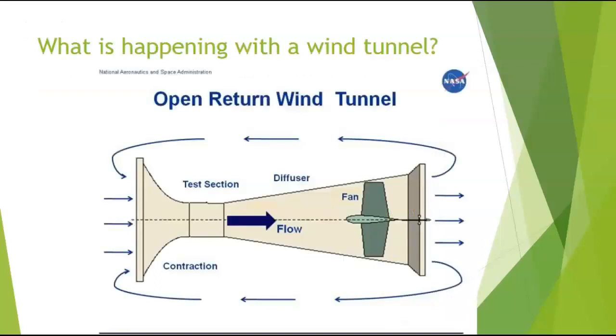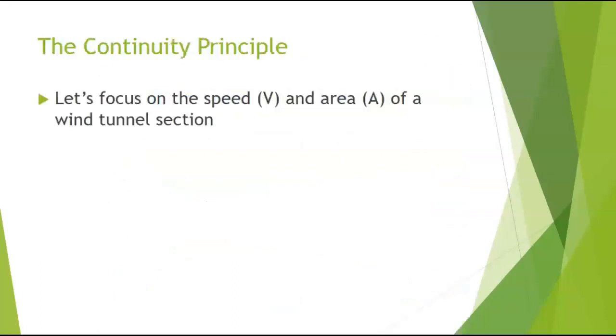So what happens in a wind tunnel? Well, a wind tunnel is basically a venturi tube with a very narrow opening. And when you force air through a narrow opening, what happens is the velocity of that air increases. So to illustrate the continuity principle, let's focus on the velocity or the speed of the air and the area in the wind tunnel section.